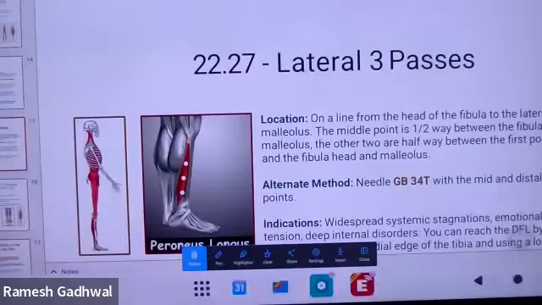But I am asking about 22.27, lateral three phase. Here is not a single point GB34. In the pictures, you are watching 4 points. The yellow one is GB34. That is a different point. But the lower 3 points are Tung's acupuncture points. Is it right or wrong?